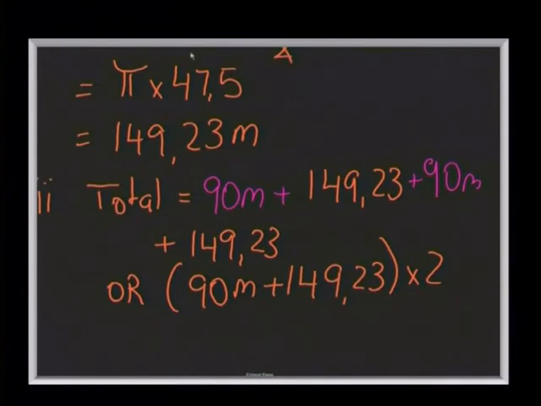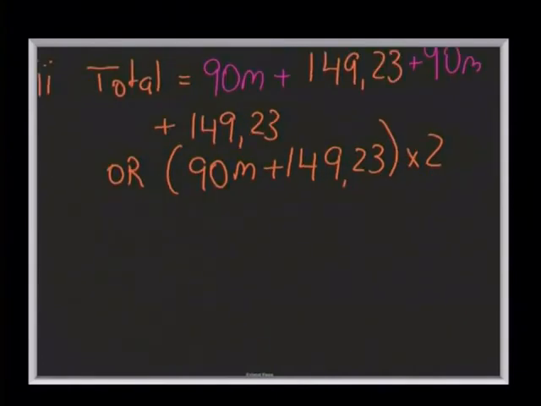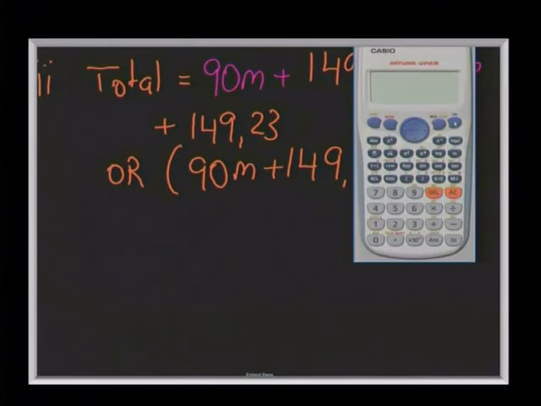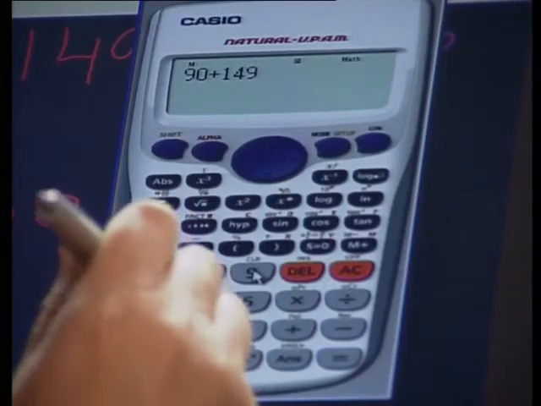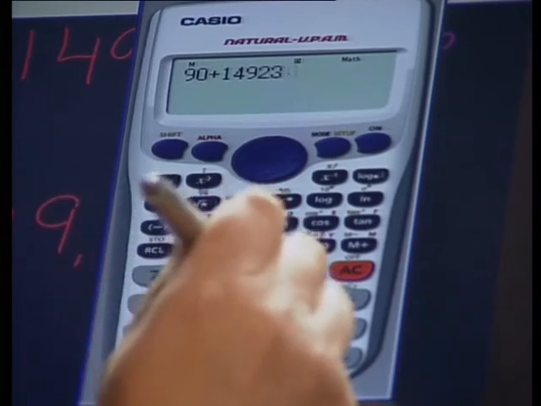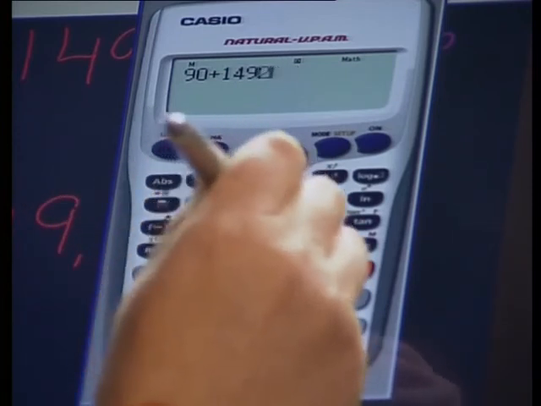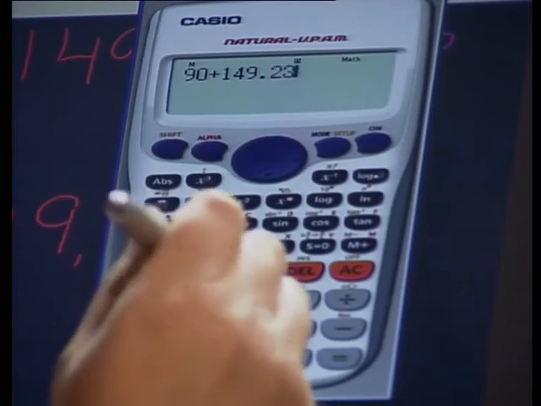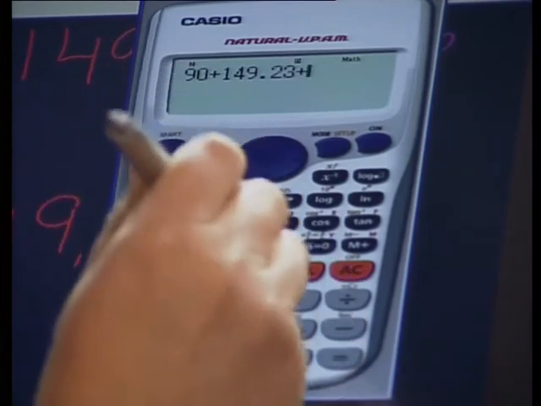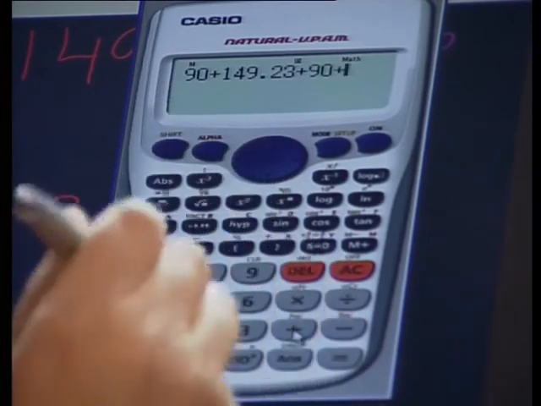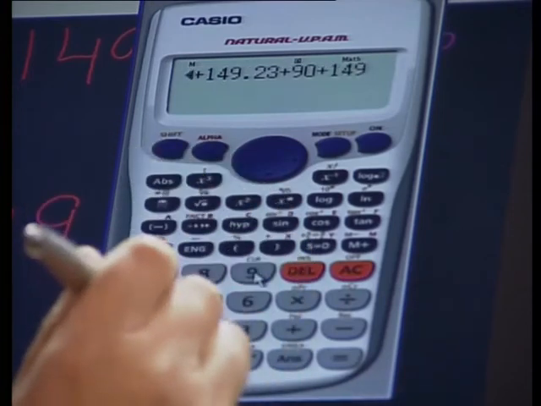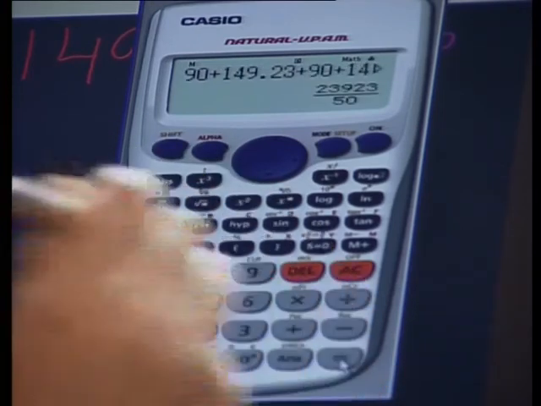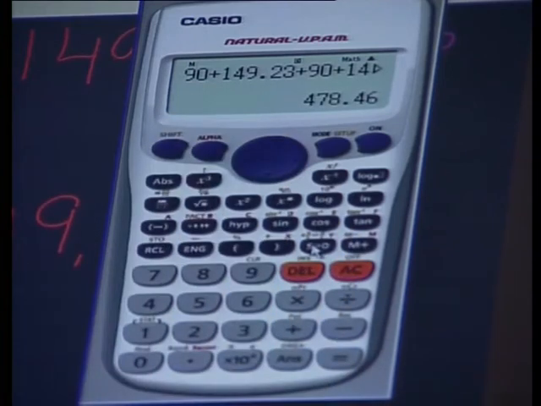So let's now plug that into our calculator. So we had pink part plus the orange part, 149,23, plus the pink part plus the orange part. And I get a total of 478,46. And what's my answer?